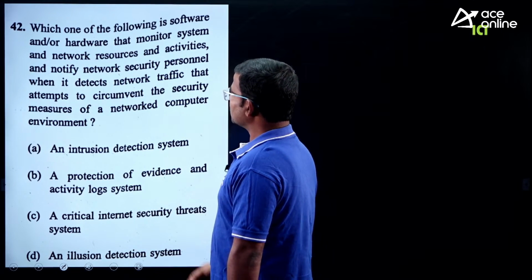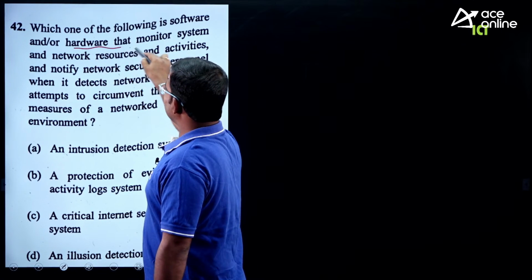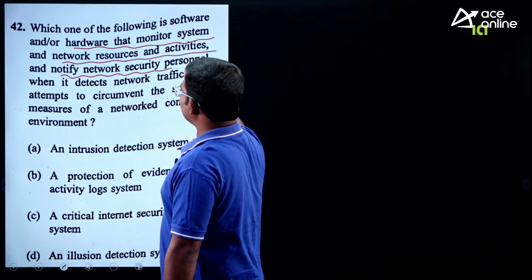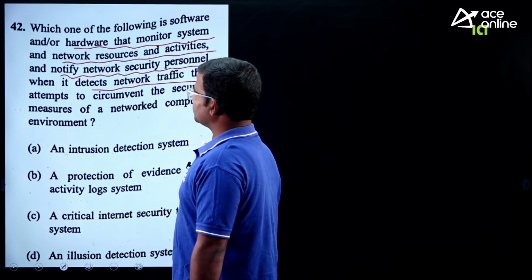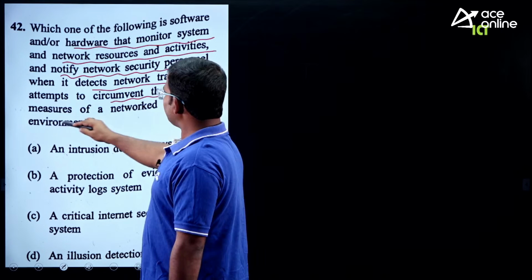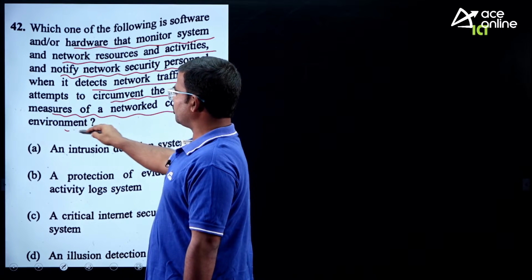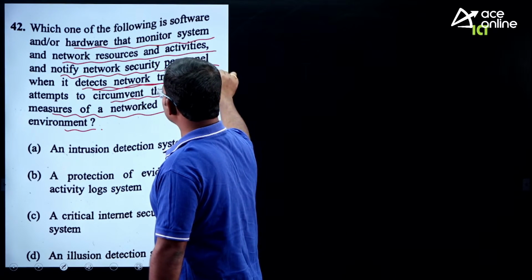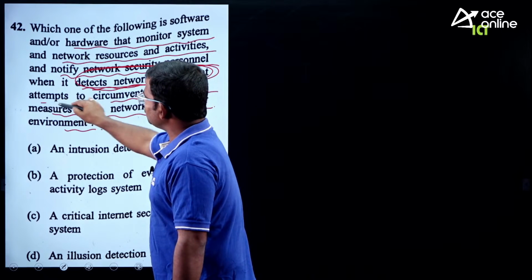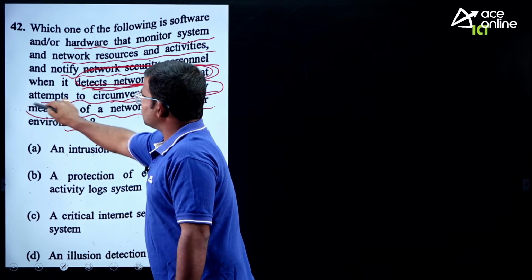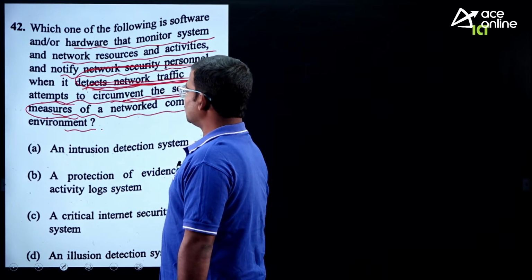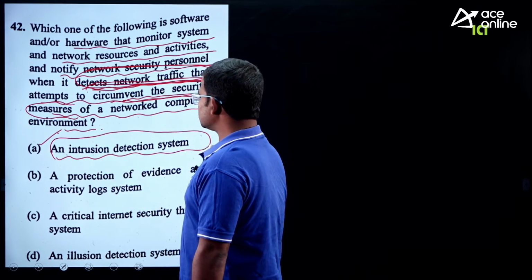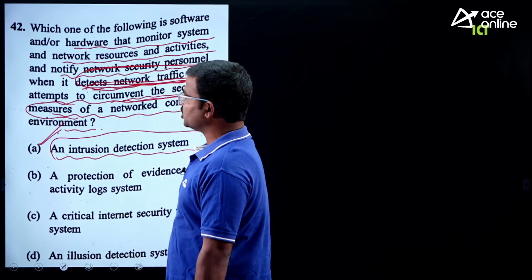Next one, question number 42. Which one of the following is software or hardware that monitors system and network resources and activities and notifies network security personnel when it detects network traffic that attempts to circumvent the security measures of the networked computer environment? If you observe this question, guys, here they mention detecting network traffic that attempts to circumvent the security measures. So here the correct option is option A, intrusion detection system. Option A is the right answer.